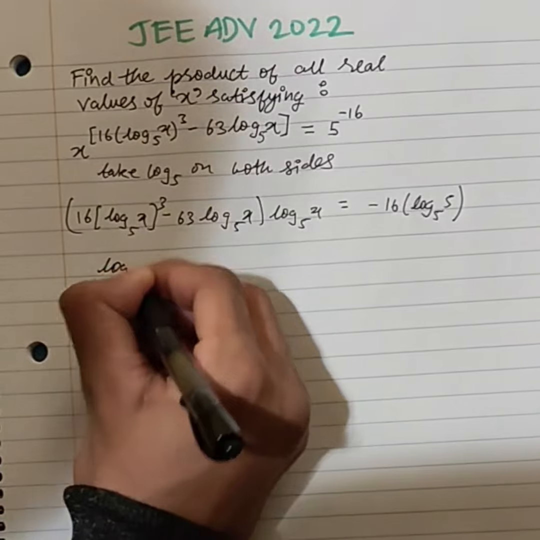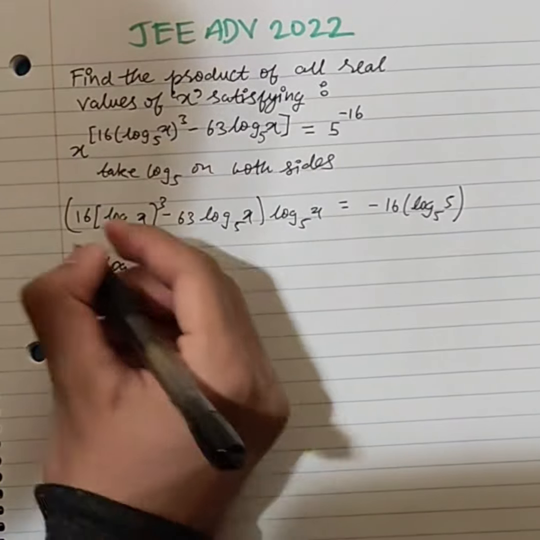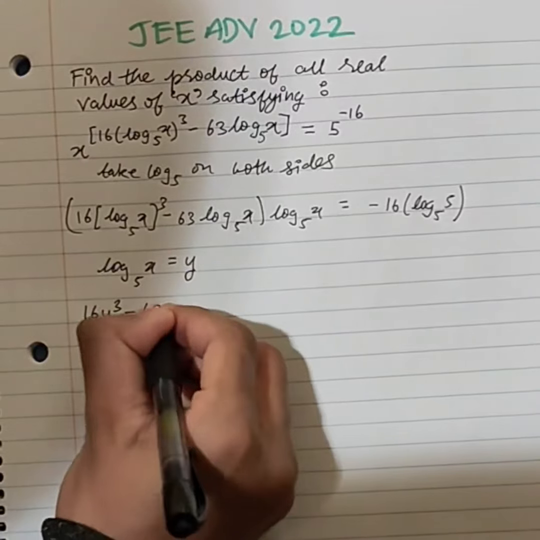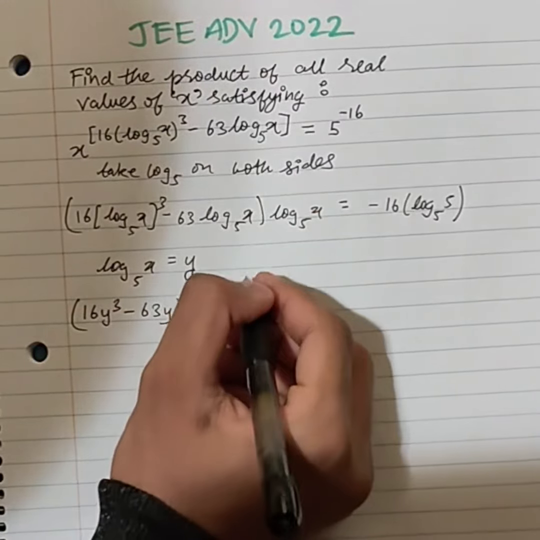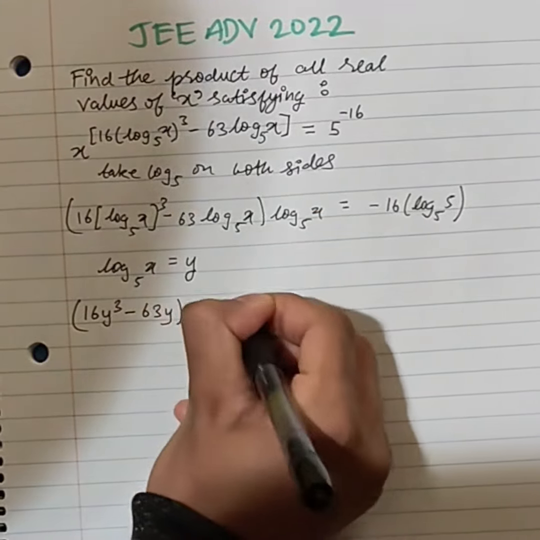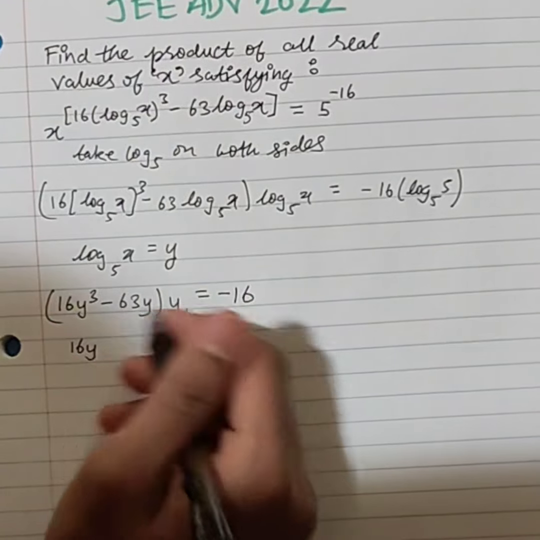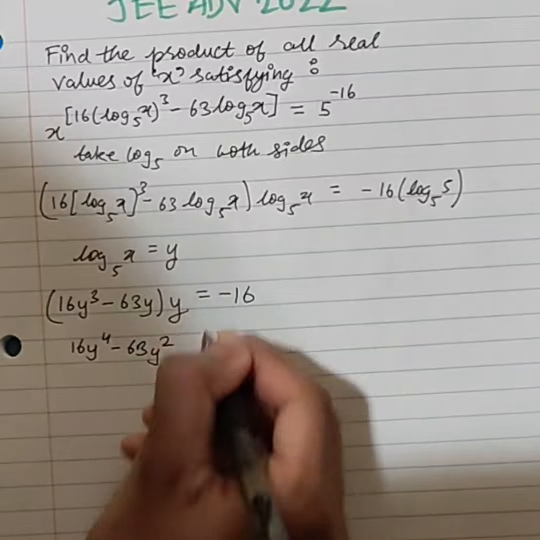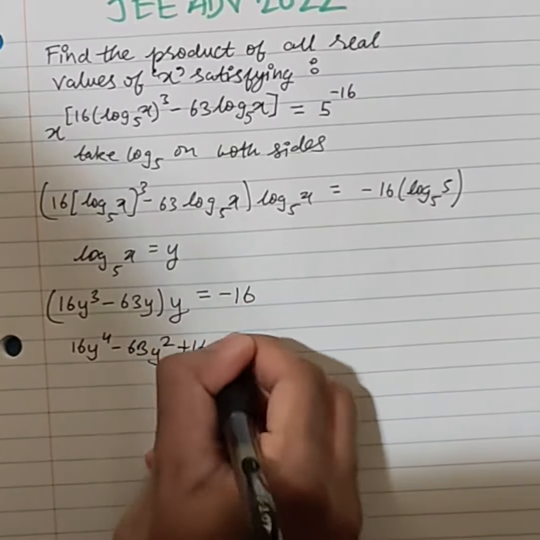Now we have log x to the base 5 as a common thing present over here, so what we can do is we can take log x to the base 5 and equate it to y. So we can rewrite this to form 16y cubed minus 63y times this whole thing, which will just become y, and this will equate to negative 16. So now we'll distribute this term over here. This becomes 16y to the 4th power minus 63y squared, and this 16 we can bring over here, so plus 16 is equal to 0.